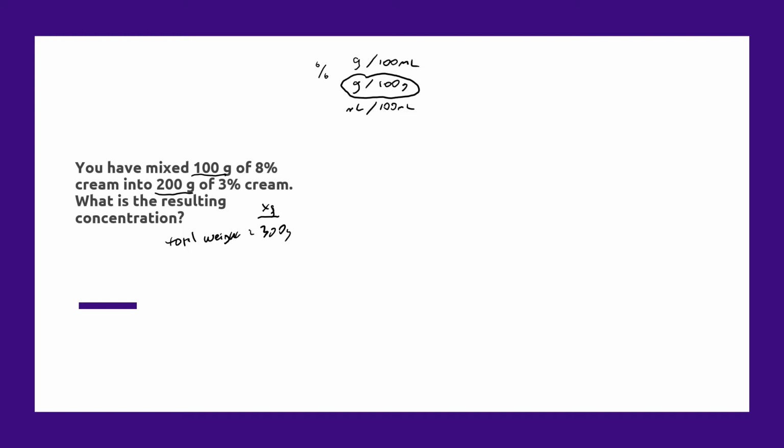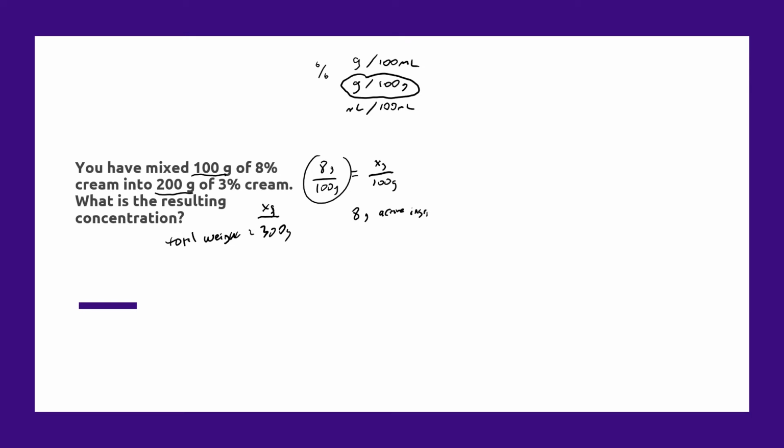Now for the 100 grams of 8% cream, 8% cream means we're going to have 8 grams per 100 grams. And we know that we'd solve for how many grams we have in a total of 100 grams. And this one's relatively easy because we already know we have 100 grams of cream and we already know that's 8 grams. So for that first part, we have 8 grams of active ingredient.